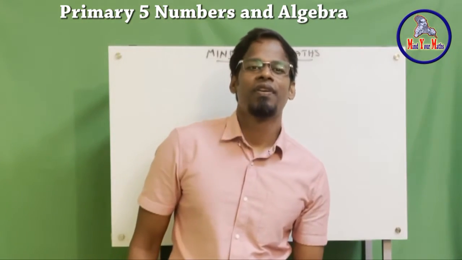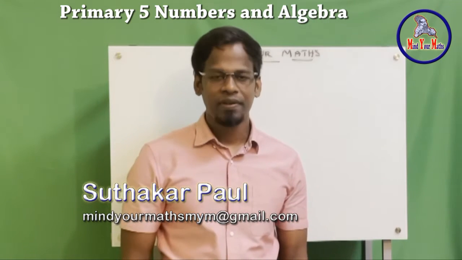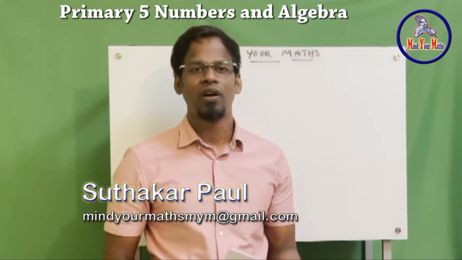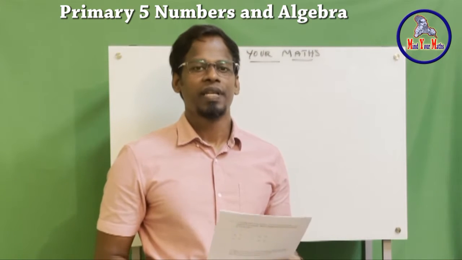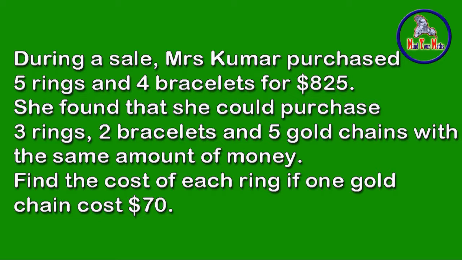So in our series of solving problems from primary 5 test papers, we will solve another problem today. I'll just read it out for you. During a sale, Mrs. Kumar purchased 5 rings and 4 bracelets for $825. She found that she could purchase 3 rings, 2 bracelets and 5 gold chains with the same amount of money. Find the cost of each ring if one gold chain cost $70. Yeah, so that's the problem.